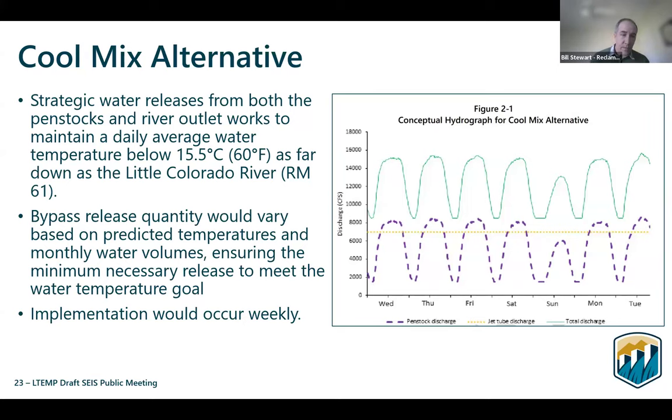And so, again, this cool mix is when river temperatures below the dam are projected to exceed 15.5. Bypass release quantity would vary based on projected temperatures and monthly water volumes to ensure that the minimum necessary release is used to meet the temperature goal. And this would likely need to be adjusted throughout the months when temperatures exceed that temperature threshold, likely on a weekly basis. Next slide.